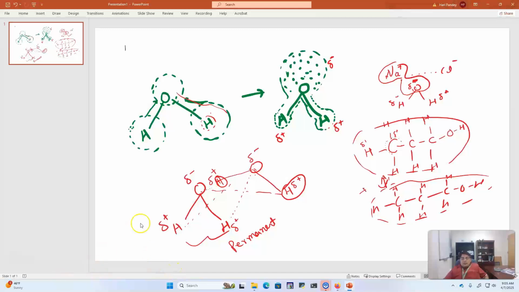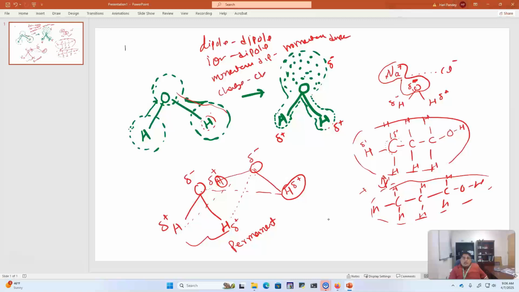So if you think about the attraction, the force between the molecules or intermolecular force, we have basically four types. One is the dipole-dipole, other is the ion-dipole, other is the momentary dipole and the momentary dipole, and the charge or ion, sodium and chloride.